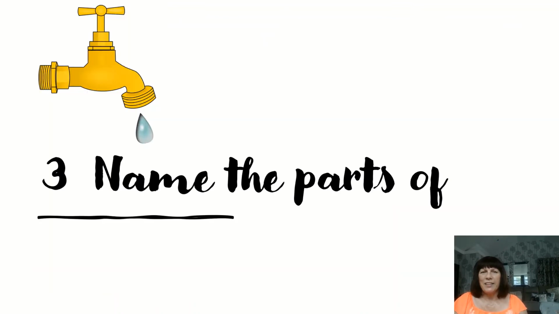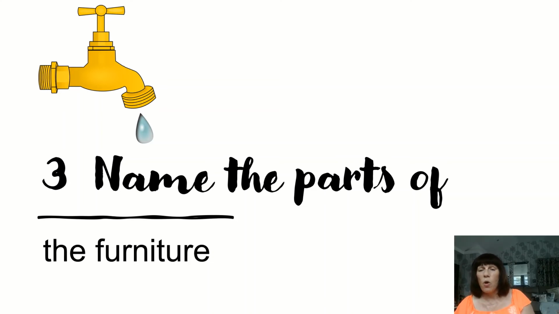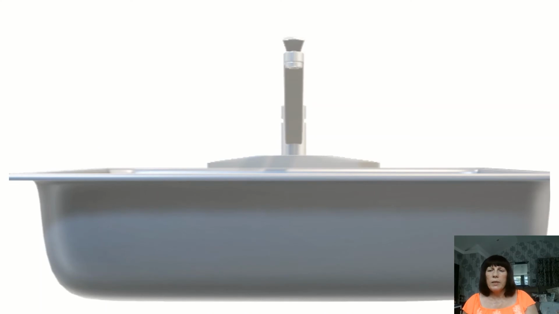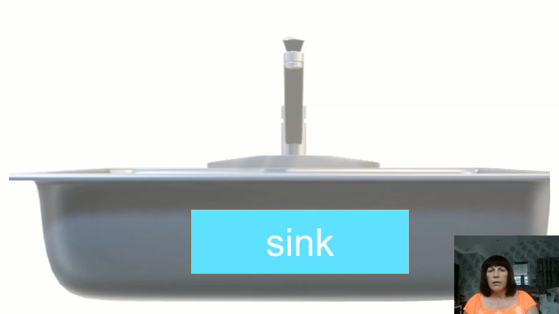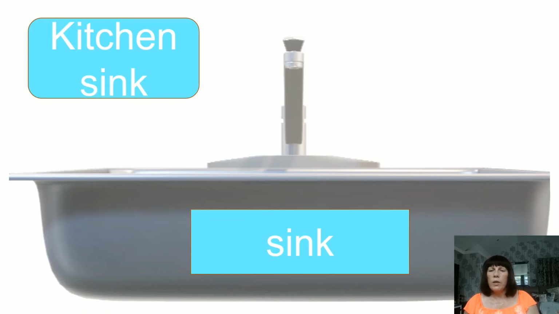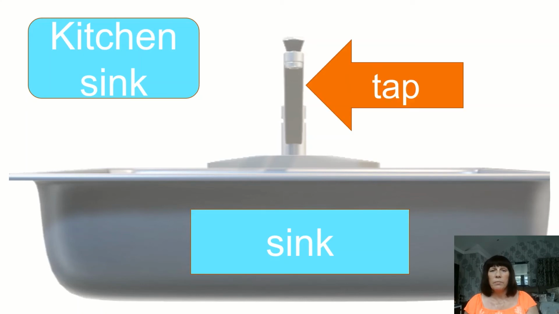What's this? So now we're going to name the parts of the furniture. This means the bits that belong to the furniture. So we said this is a sink. We call it kitchen sink if it's in the kitchen. Tap. Basin. So that's the part of the sink.